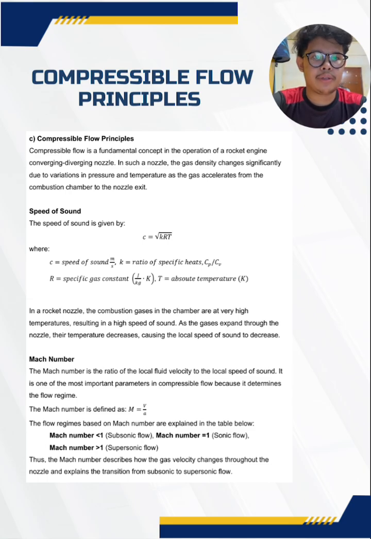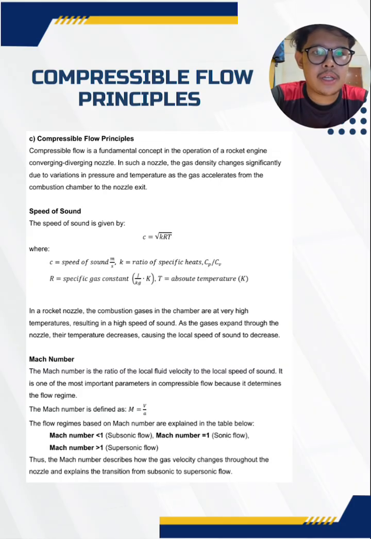Compressible flow is a fundamental concept in the operation of a rocket engine converging-diverging nozzle. In such a nozzle, the gas density changes significantly due to variations in pressure and temperature as the gas accelerates from the combustion chamber to the nozzle exit. So the first part of the compressible flow principles is the speed of sound. The speed of sound is given by the formula C equals the square root of kRT. C is the speed of sound, k is the ratio of specific heats, R is the specific gas constant, and T is the absolute temperature.